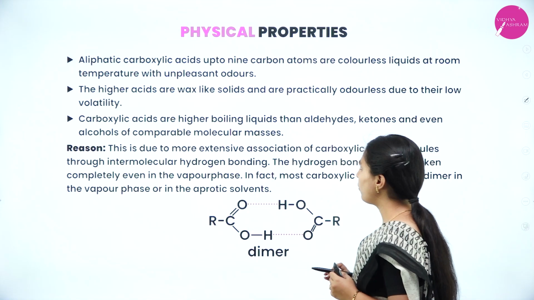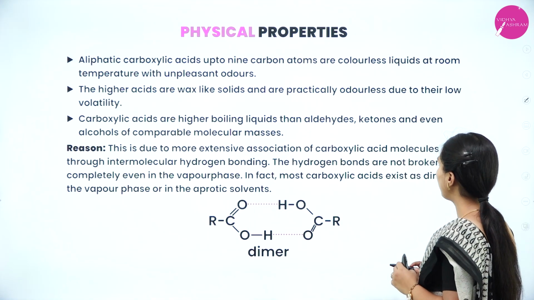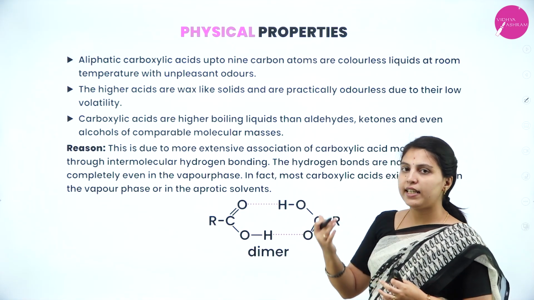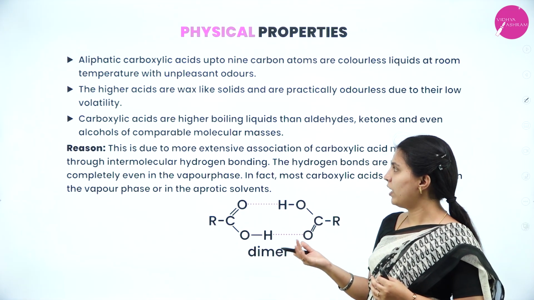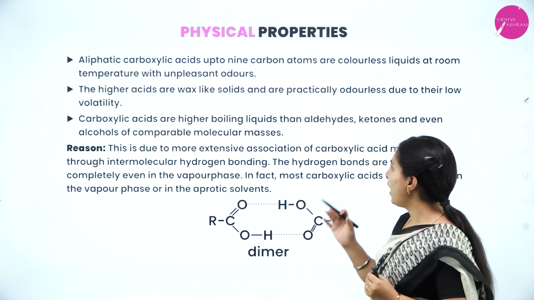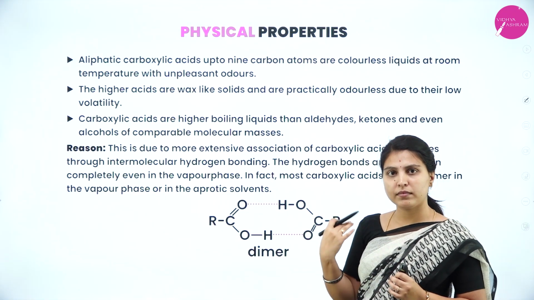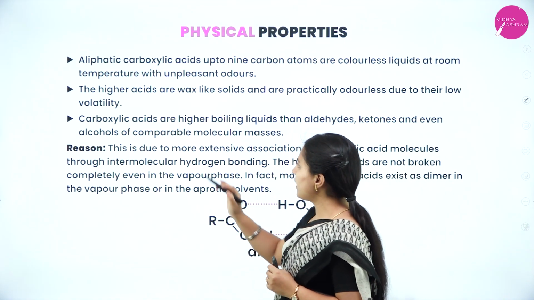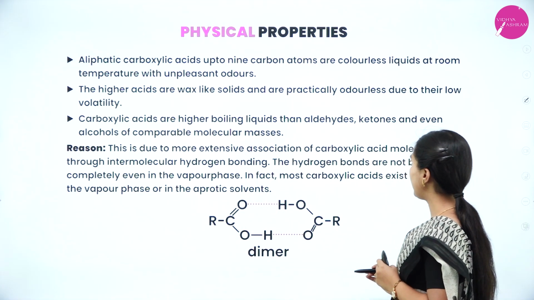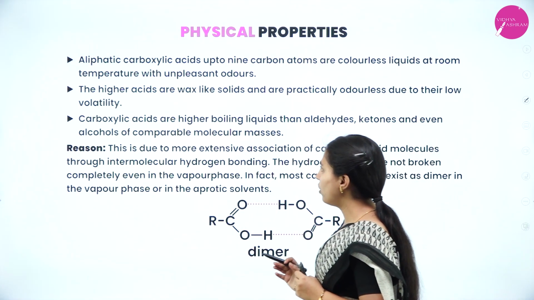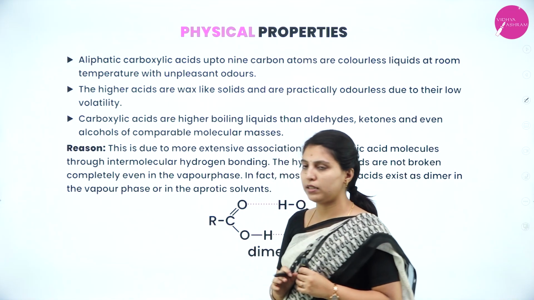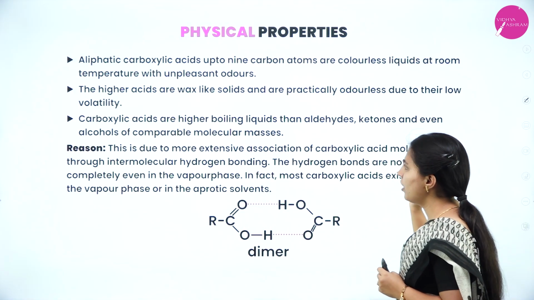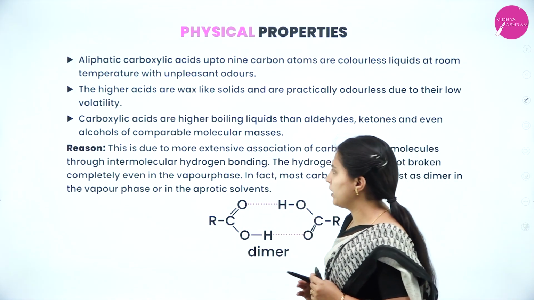The higher acids are wax-like solids and are practically odorless due to their low volatility. This means after C9, the higher carboxylic acids are wax-like in nature and odorless because the volatility of the carboxylic acid will be less. Carboxylic acids are higher boiling liquids than aldehydes and ketones, even alcohols of comparable molecular masses. They have a higher boiling point than aldehydes and ketones of comparable molecular masses.